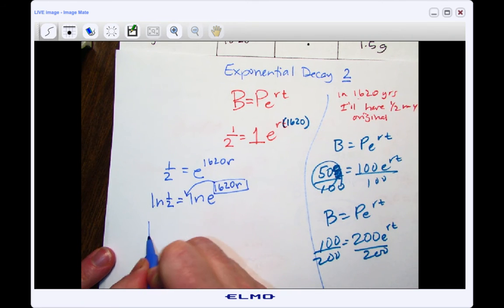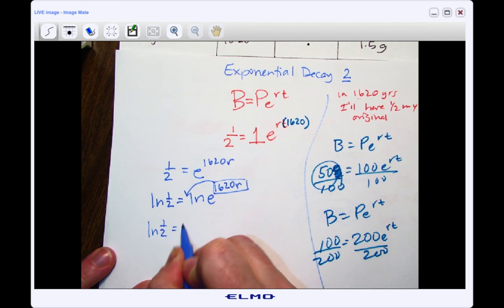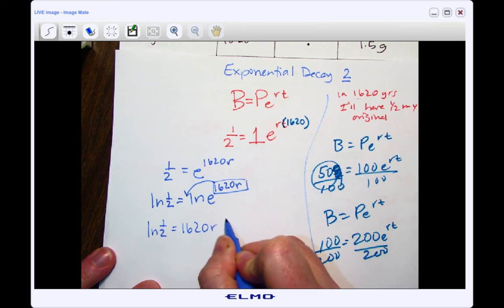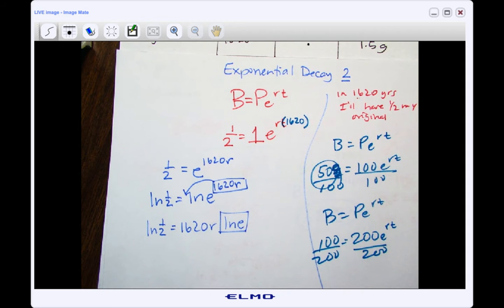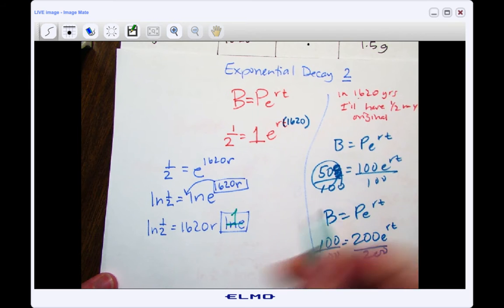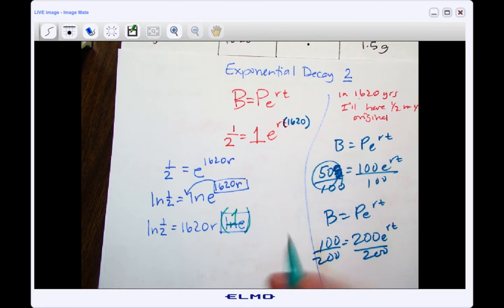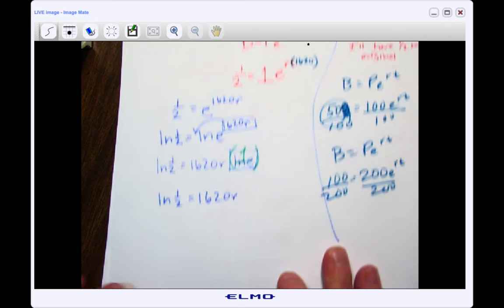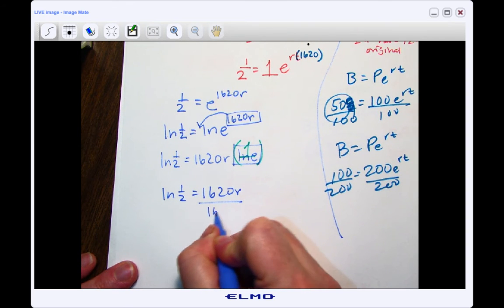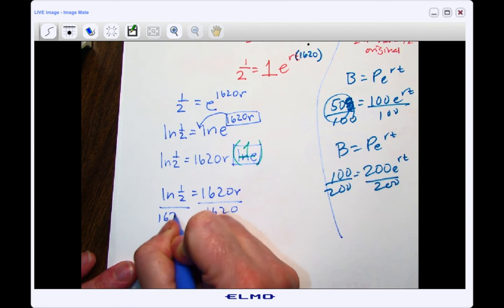Now I'm going to use my log rules and bring the exponent out to the front. Now we know that this whole thing simplifies to a 1, because it asks, what do I have to raise e to, to get e? That's going to be a 1. So this is like multiplying by 1. That leaves us with ln(1/2) is equal to 1620r. I think we came out with the exact same thing last time because we had the same exact half-life.